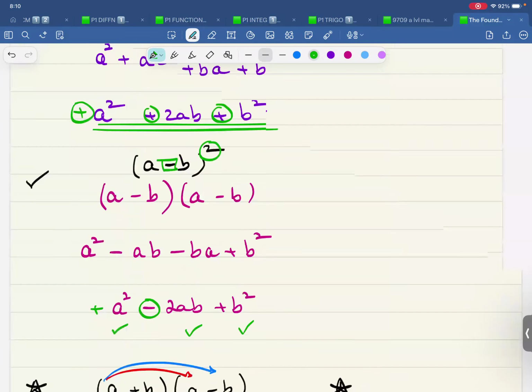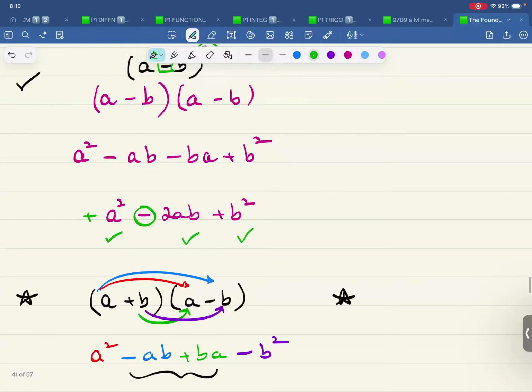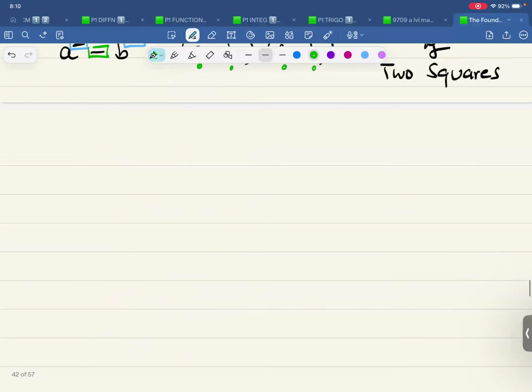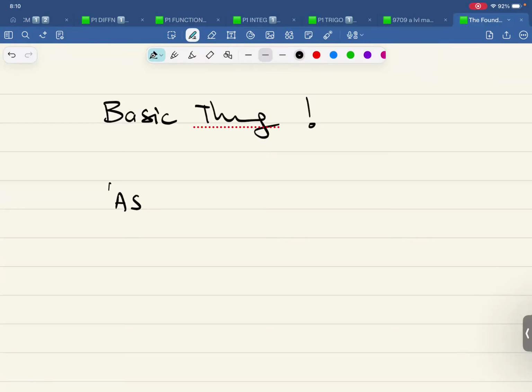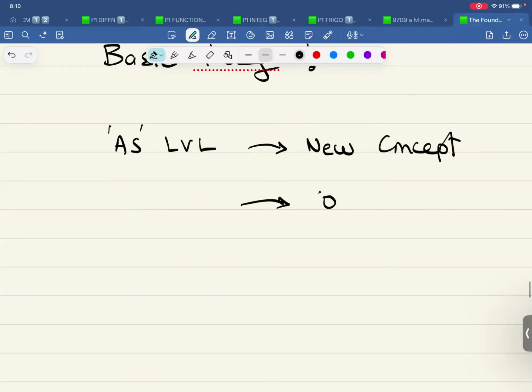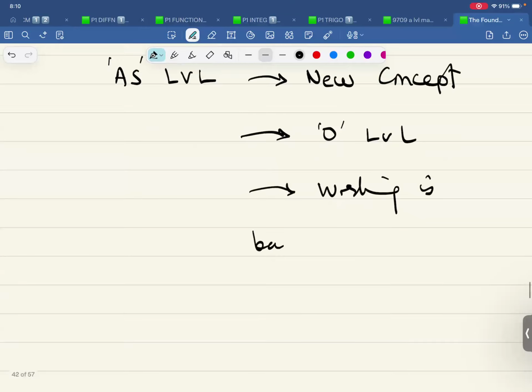Okay. Now, some people might be thinking, sir, why are we doing this thing so basic? The thing is, this basic thing that you are thinking about in AS level maths, when you start a new concept, that concept boils down to this O level thing, and not everyone is up to the mark. So your working is based on O levels. And believe me, people think it's easy, and those are the ones not scoring the proper marks.